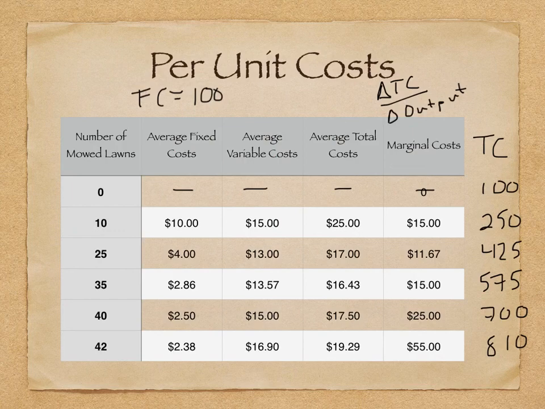So when we want to take a look at the marginal cost of production of the 10th good, what we're going to do is take a look at the change in total cost and divide it by the change in output. Because total costs went from $100 to $250, that is a change of $150. So we would put that 150 and divide it by the change in output at this time, which went from 0 to 10 mowed lawns. So 150 divided by 10 is therefore going to be equal to the $15 that we see here.